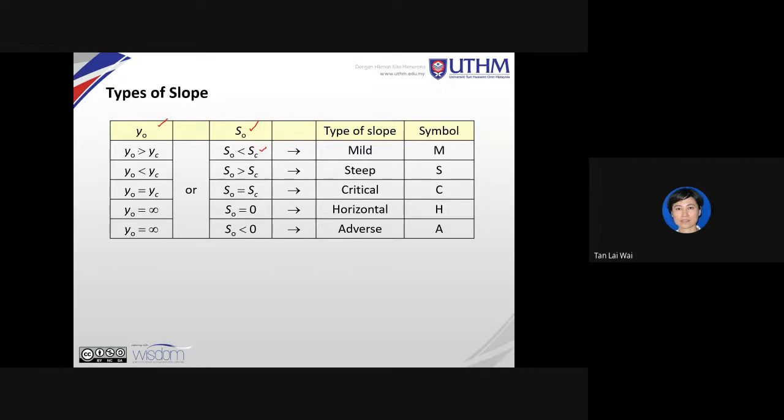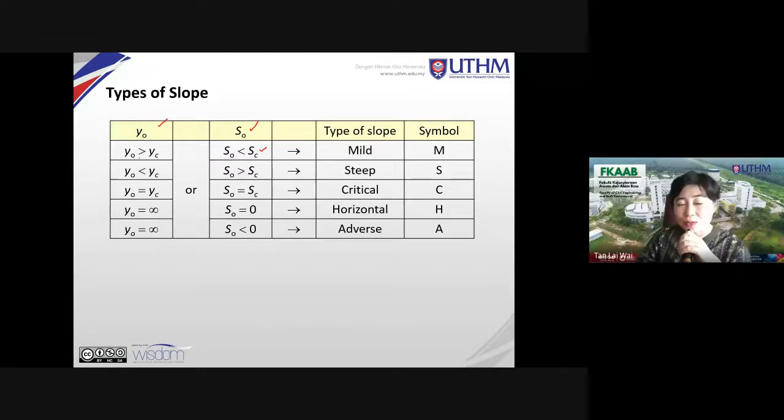Now, kita fokus dulu for the first column. Now, kalau Y0 lebih besar daripada YC, it is subcritical flow or it's on mild slope. So the symbol is M. Okay. If Y0 is less than YC, it is supercritical flow or is on steep slope. Okay, I hope you are clear.